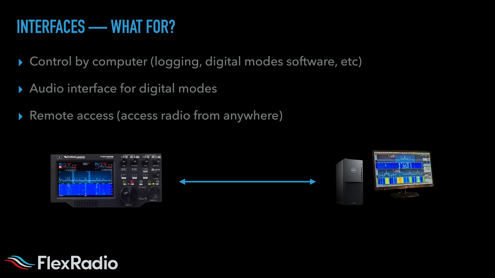You can also use it for DX chasing or digital mode software. For example, if you're using the popular WSJT-X series of programs to do digital modes, these will interface directly with your radio to record what frequency you're on. You can even record your contacts in them as if they were a logging program as well. So that's the control piece of the interface.